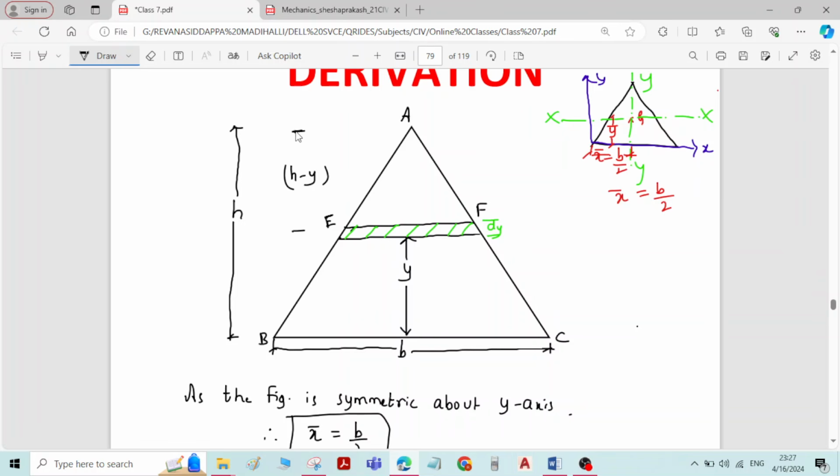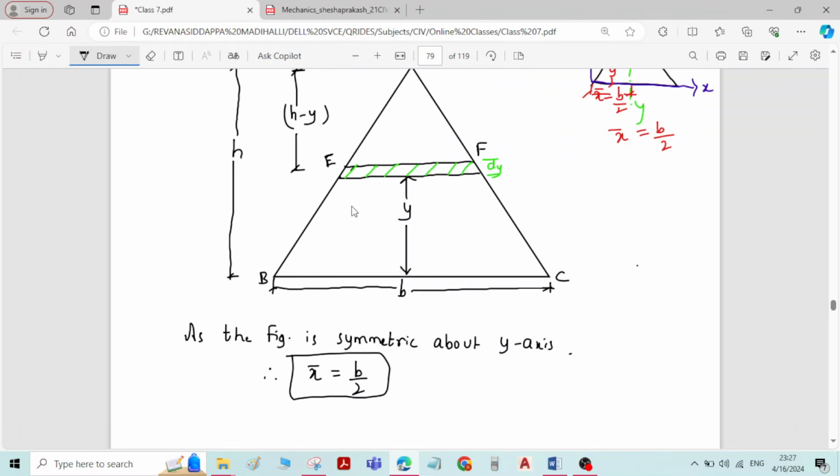And here one more thing: the thickness of the elemental strip we have considered, that dy, is assumed to have very negligible thickness. So we will not take this dy into consideration while finding this height h minus y. Directly you can write y, and the remaining distance as overall height minus y, h minus y.